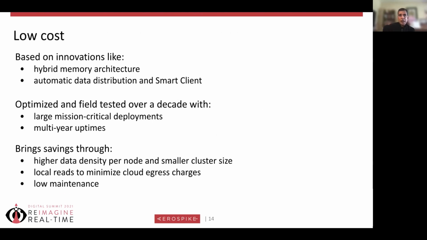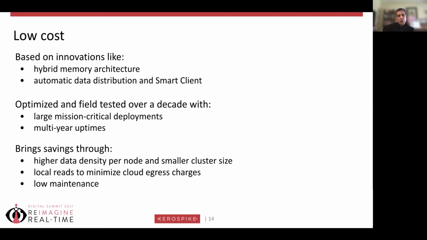So next thing is the total cost of ownership that Aerospike provides is low, and it stems from multiple factors. First of all, various innovations that have gone into Aerospike over the last decade or so, including hybrid memory architecture, which essentially improves the density of how much fast storage you have available by combining SSDs with DRAM. That's the hybrid memory. And SSDs essentially give you a lot denser, high-speed storage at a much cheaper cost.